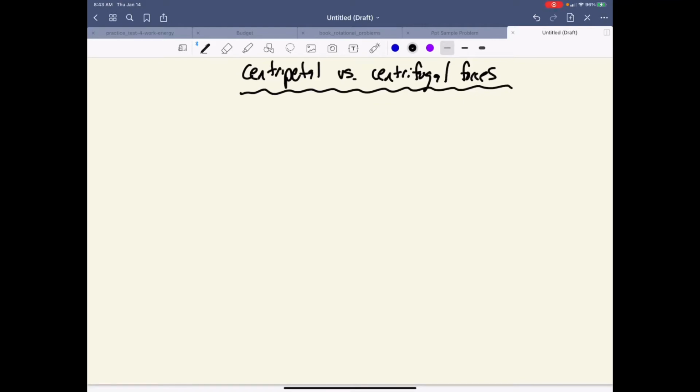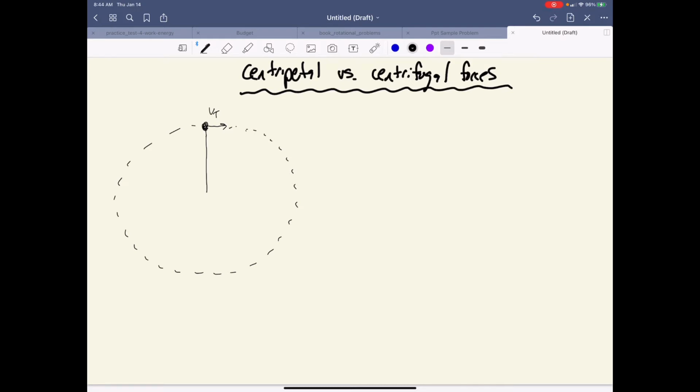Okay, this video is about centripetal versus centrifugal forces for rotational motion. So let's start by imagining a ball on a string. It is traveling this way, around the circle like this, and it has some tangential velocity.